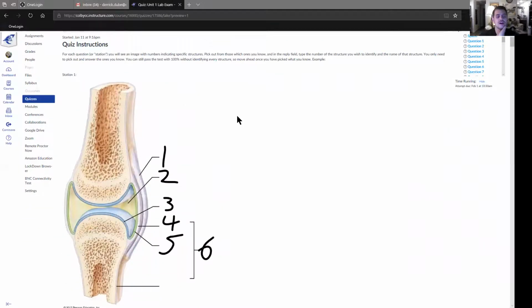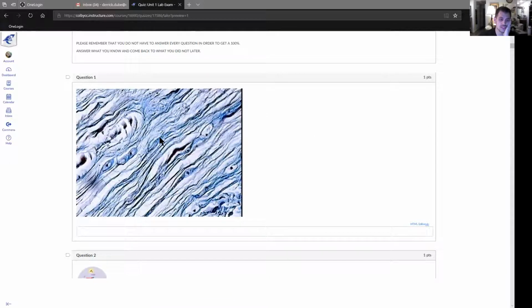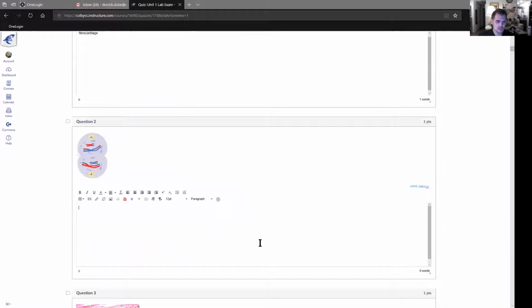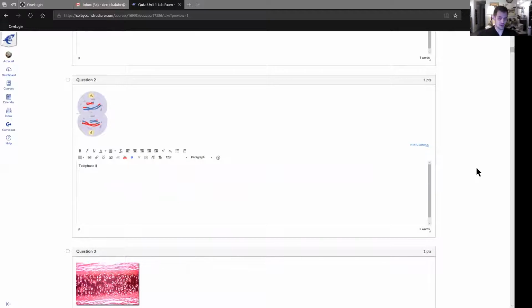So, quiz instructions. I'm just going to go through this. When you come to a test, it's going to show you an image, asking what this identifies, and you're going to be able to type in, this looks like fibrocartilage. This looks like telophase 2. You may wonder, why is he even writing the answers? Well, here's the thing. I put everything on here.